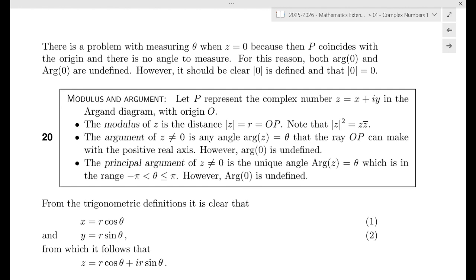Let's have a look. The principal argument is the unique angle which is in the range of minus pi to pi. But we don't have arg0. What is cis? Sine? Opposite over hypotenuse? No. Is that CIS? CIS, yeah. We will get to that. We're about to. Okay, Mod Arg Form is wonderful.